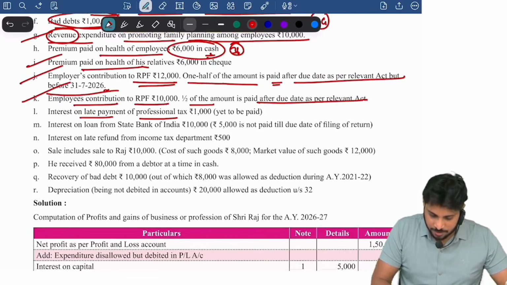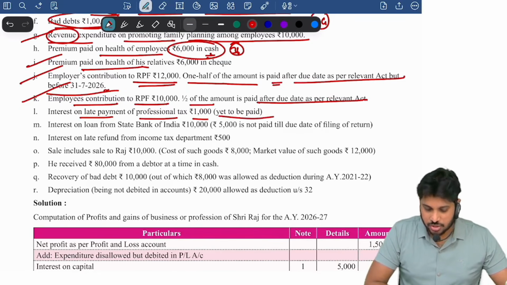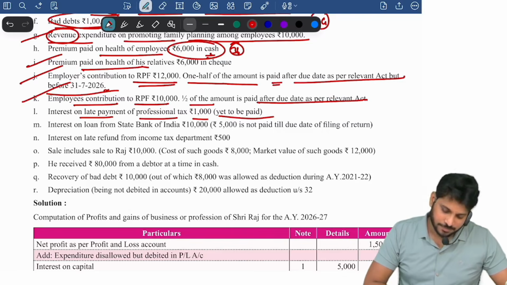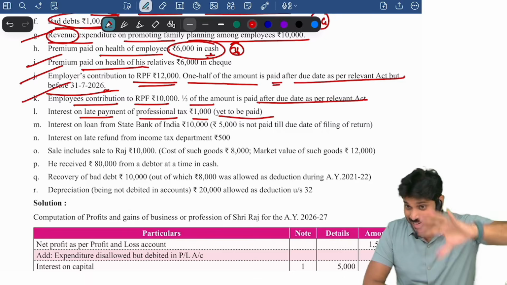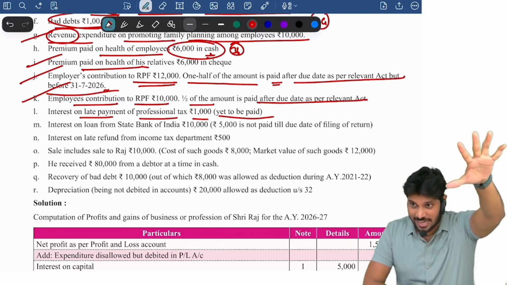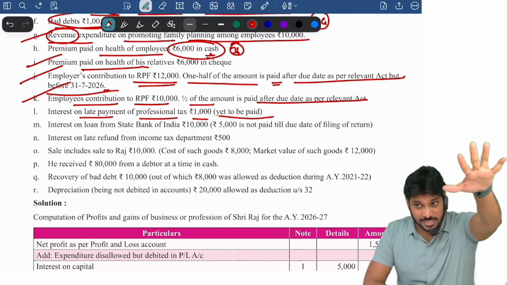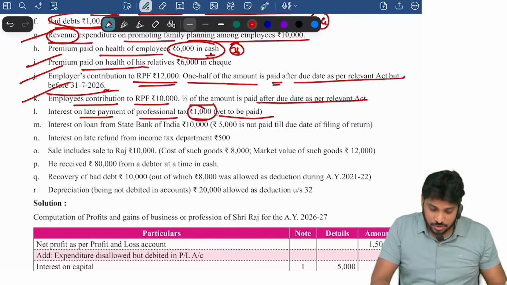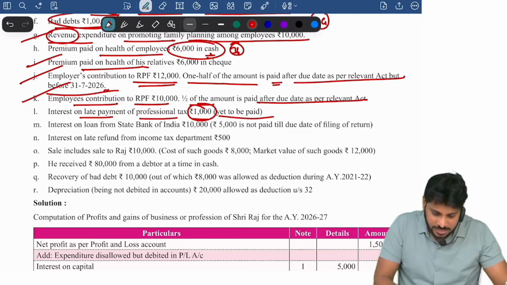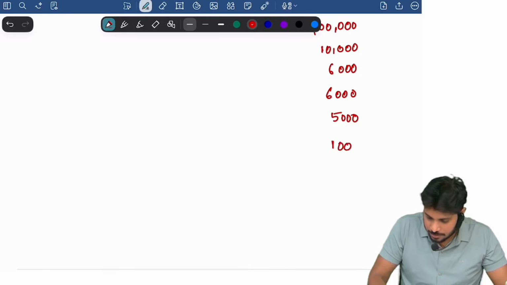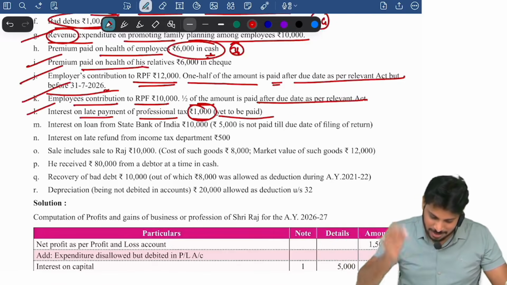Interest on late payment of profession tax 1,000 yet to be paid. Yeah, it is allowed as deduction. No problem. But actually, interest is also payable to government only, no? Interest is not yet paid, no. Any taxes and dues paid to government, indirect taxes, profession tax, everything is allowed as deduction only subject to 43B. This 1,000 rupees is interest on profession tax delay, but not yet paid. 43B is applicable. 1,000 is disallowed. Am I right? Oh, so many problems, so many points suggested.